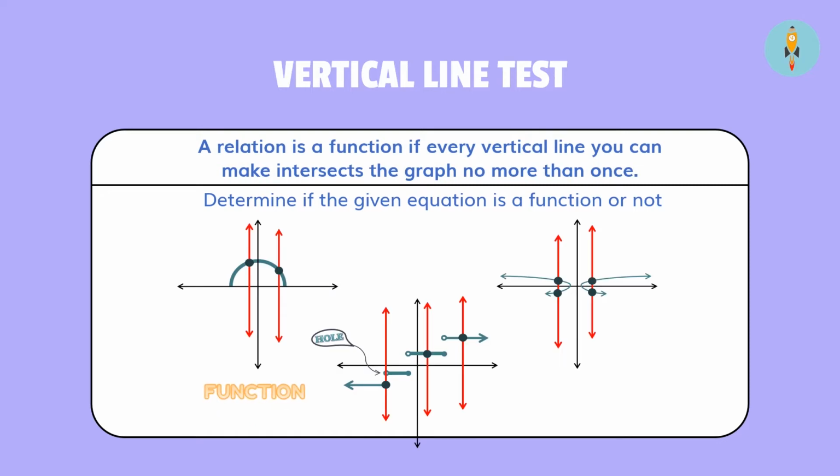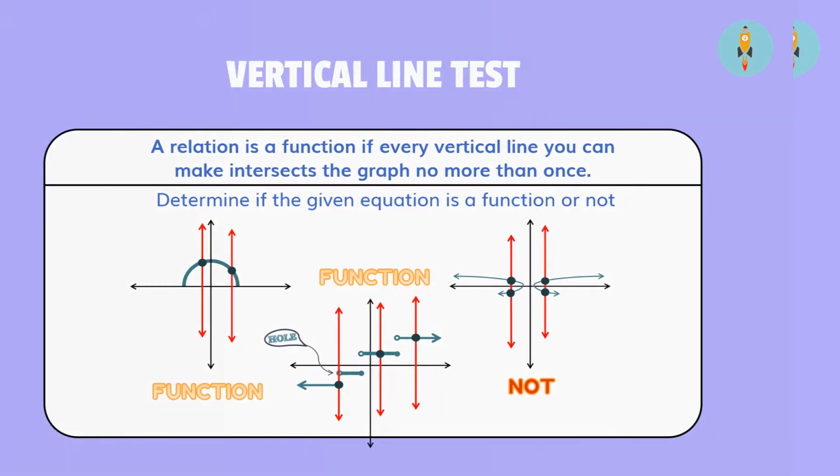Function. Each vertical line intersects the graph at exactly 1 point. Function. The hollow point is a hole, so the vertical line will just pierce through it and intersect the graph at exactly 1 point. Not a function. Vertical lines intersect the graph at 2 points.